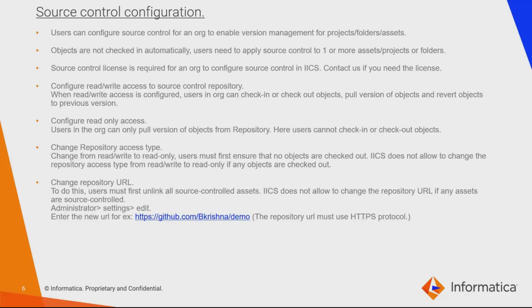So one thing to note here is objects are not checked in automatically. That is, objects are not pushed into GitHub automatically. Users need to go ahead and check in an object. They can either do one or more assets or projects or folders. So source control license is definitely required for an org in order to configure GitHub with Informatica Cloud. If users do not see the source control license available currently on their org, they can reach out to us so that we can work with the internal teams to enable the licenses for their org.